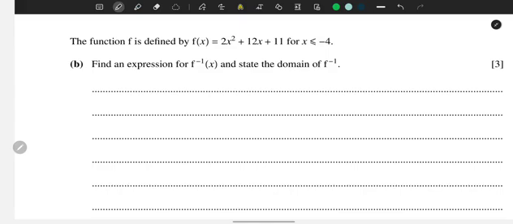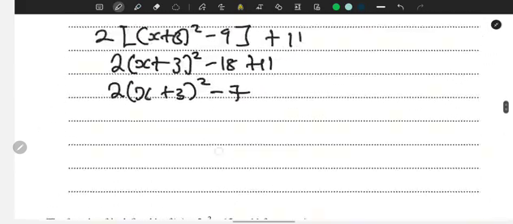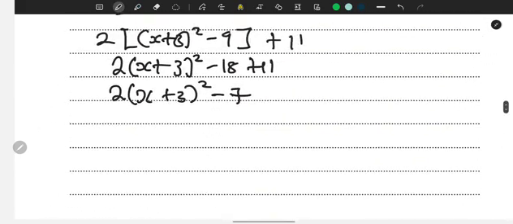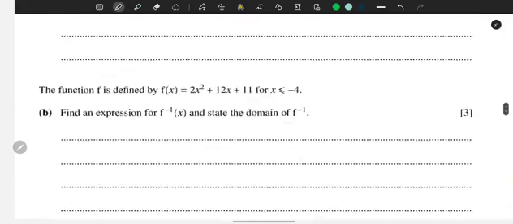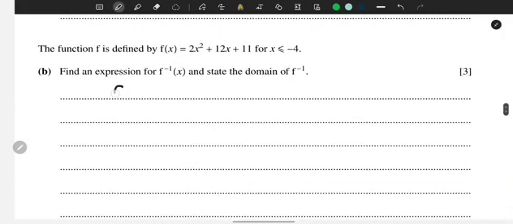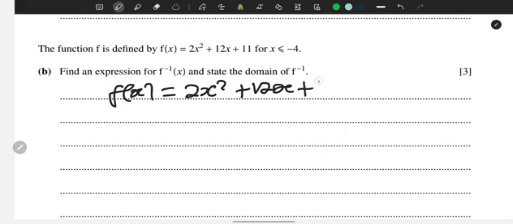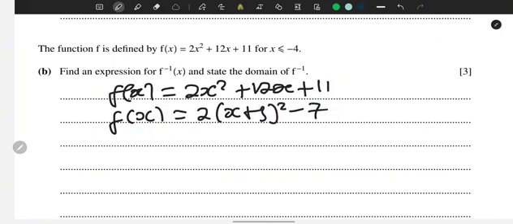So if you are to find the inverse of a quadratic function, the best way to do it is to use the completing the square method. I mean what we did here, so I can just start from here. Since we've gotten the expression already, f of x is 2x squared plus 12x plus 11. And by the time you use the completing the square method, you have 2(x plus 3) squared minus 7. So you let the whole of this function be y. So y is 2(x plus 3) squared minus 7.